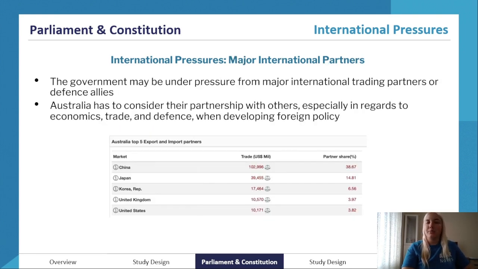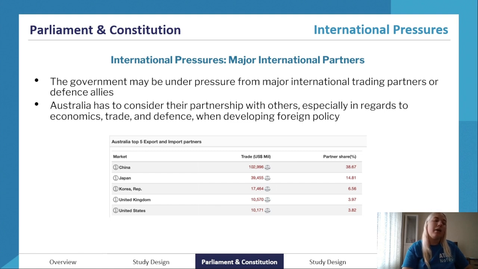We also have major international partners as a form of international pressure. So the government could be under pressure from major international trading partners or defense allies. So all the countries we import or export with, or countries we have an alliance with if worse comes to worse and some kind of war or international conflict erupts. So Australia has to consider their partnerships with others, especially in regards to economics, trade, and defense when developing foreign policy. So just another thing we have to consider that limits lawmaking.